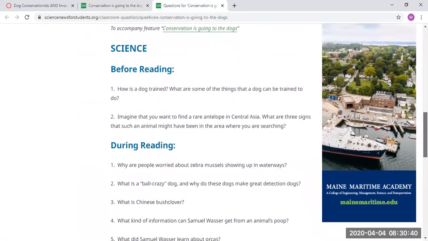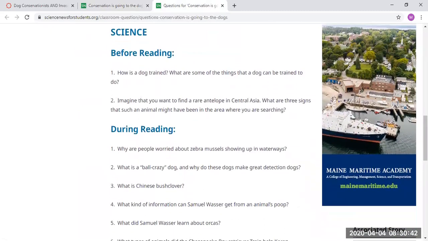Before we begin reading, there are a couple questions that you're supposed to answer before reading. So first of all, just tell us what you know. How are dogs trained, and what are some of the things that dogs can be trained to do, for number one? And the second question under before reading says, imagine that you want to find a rare antelope in Central Asia. What are 3 signs that such an animal might have been in the area where you were searching? So just think about those, answer those questions. If you need to pause the video for a second, go ahead and do that.